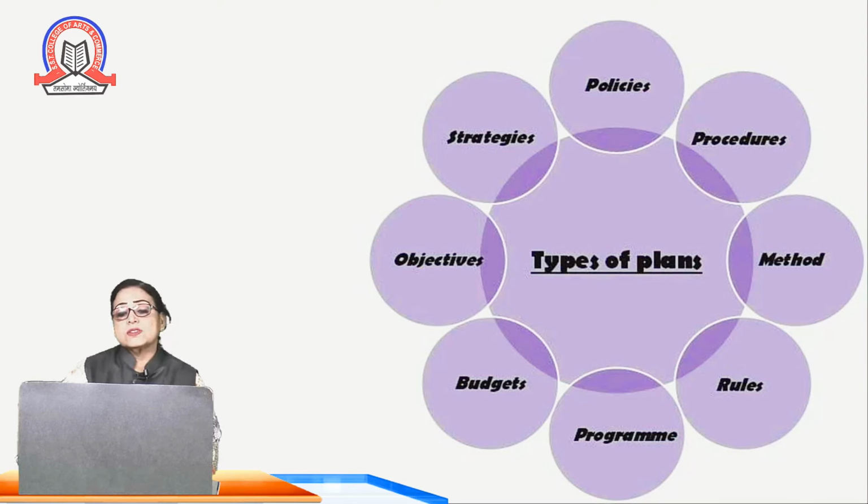Budgets, of course. Unless we plan about the budgets, how much is to be spent and how much can be extracted out of the completion of the plan, it is very important. Even governments prepare budgets every year related to each and every sector of the economy. And keeping in view objectives, when we are setting objectives, it is also a type of plan. When we are setting strategies, it is also a type of plan. That means a plan includes all these activities.